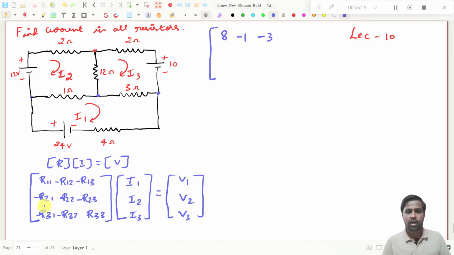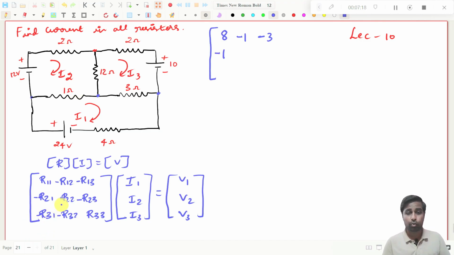Right. Next R21. R21 is second loop and first loop. Again here it is this matrix. If you take R12, that will be the R21 because the same resistor or same loops we are going to consider, right? Because this is the second loop, this is the first loop. Then if you take the common resistor, that will be 1, so we have to put it as minus 1.